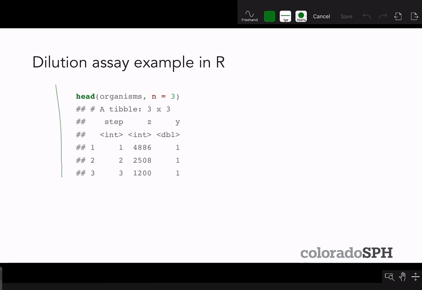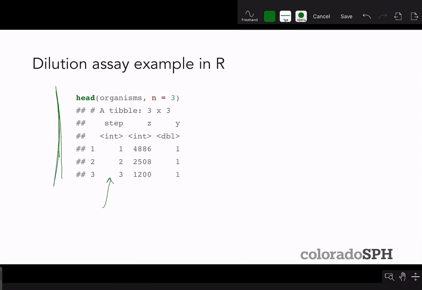Just looking at that data set, we have the step variable, we have the z's, these are counts, number of organisms in each sample. Fewer as you go further on in steps because the samples are getting more and more diluted. And then y is equal to a 1 or 0 based on whether that z value is greater than 0.